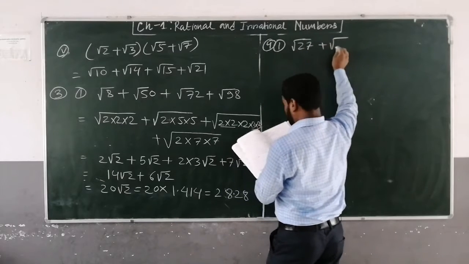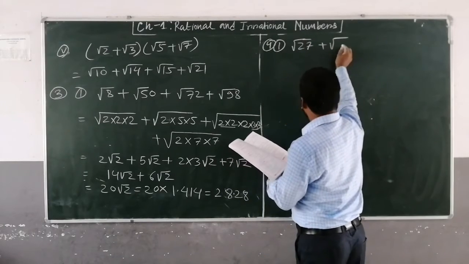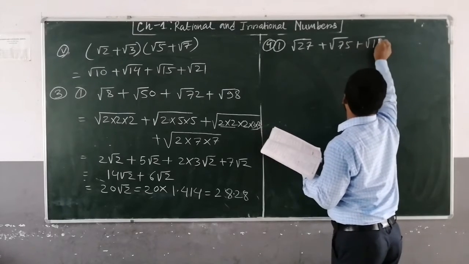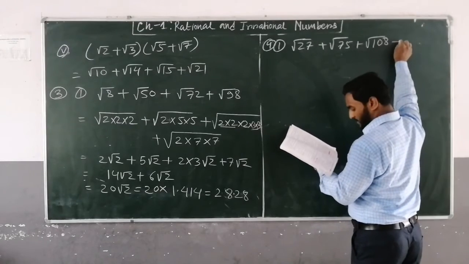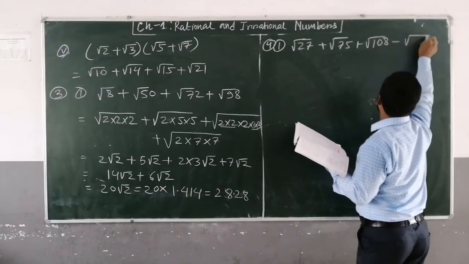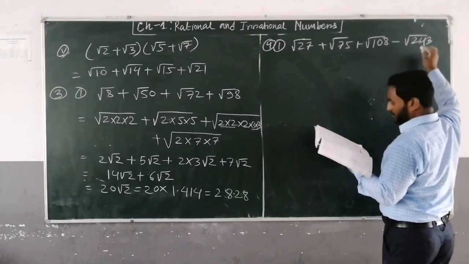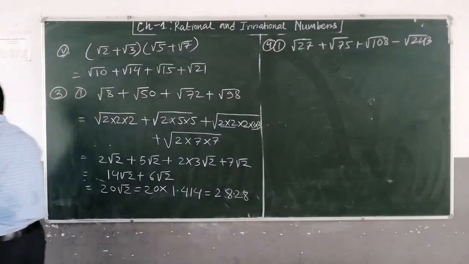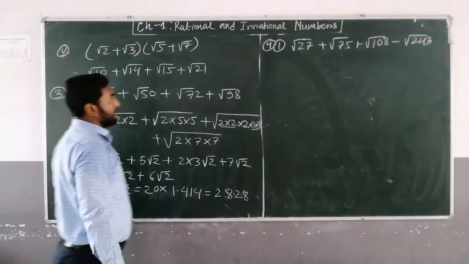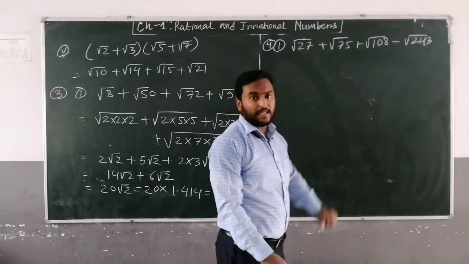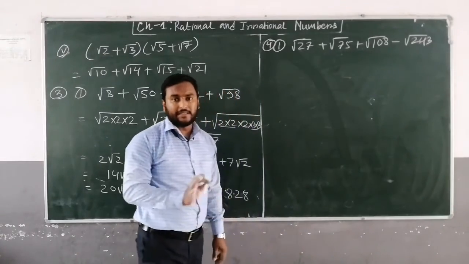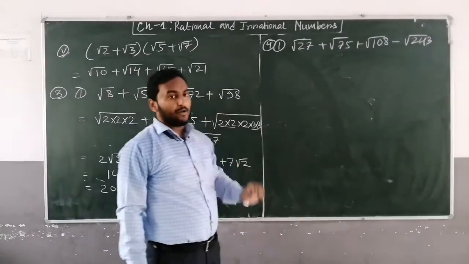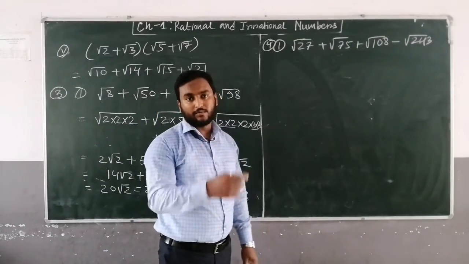plus under root 75 plus under root 108 minus under root 243. Okay. So here it is given that you have to simplify this one, and it is told that root 3 equals 1.732. So after simplifying, where root 3 will be there, you have to place the value, that is 1.732, then you have to simplify.